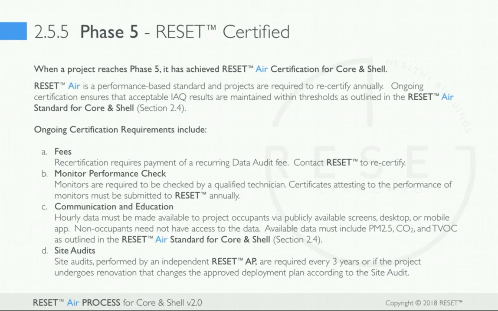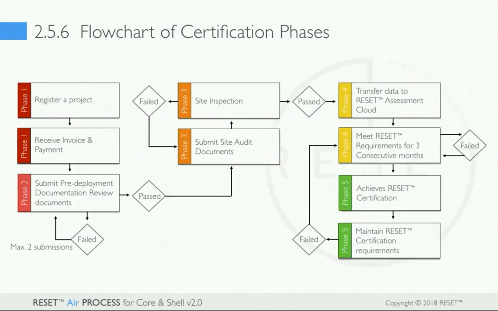Again, like CI, we talk a little bit about ongoing certification, such as the fees, performance check, your communication and education piece, and your site audit, and the flowchart. We just want to make very clear the different phases involved to help you talk to your client about the timeline involved, as well as what could possibly happen if you fail any portions of these phases as you pursue certification.